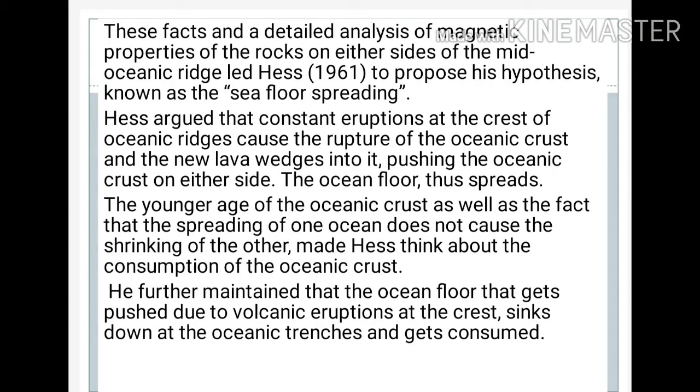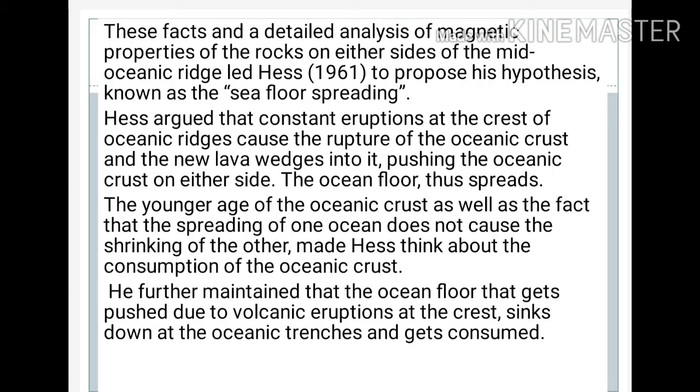The younger age of the oceanic crust, as well as the fact that the spreading of one ocean does not cause the shrinking of the other, made Hess think about the consumption of the oceanic crust. He further maintained that the ocean floor that gets pushed due to volcanic eruptions at the crest sinks down at the oceanic trenches and gets consumed. So this is seafloor spreading.